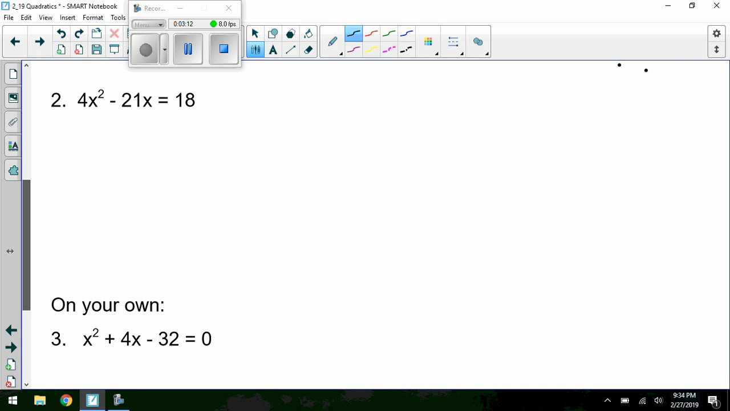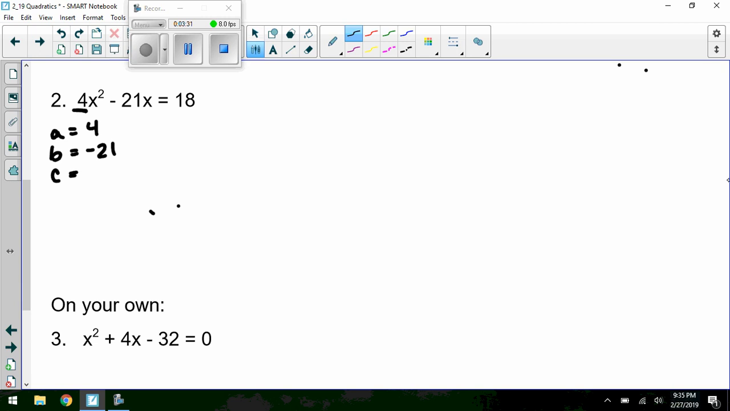Okay, question number 2. This becomes a little bit harder now because I'm looking at my leading coefficient, my a. It is not 1, so we've got a couple extra steps to add in here. Let's start off the same way. A is equal to 4. My b is equal to -21.